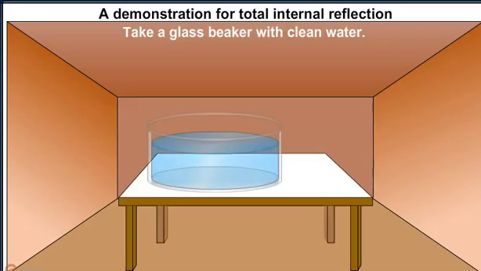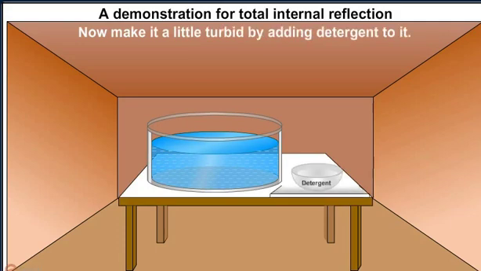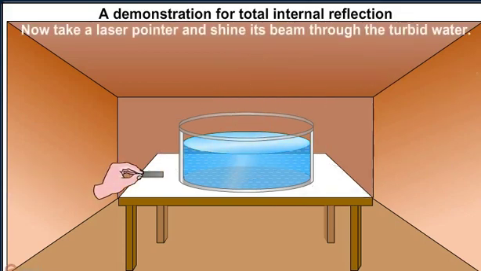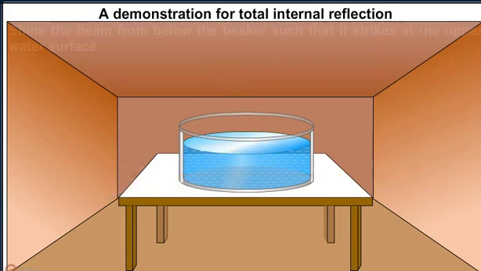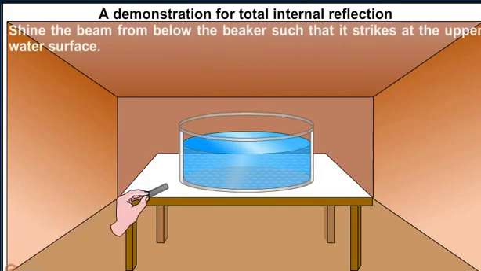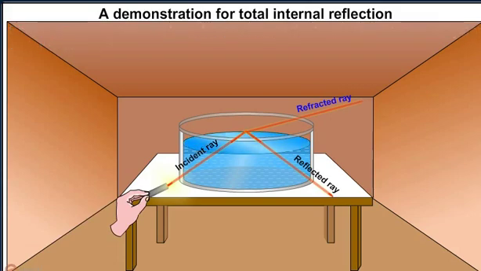Let us take a demonstration for total internal reflection. Take a glass beaker with clean water. Now make it a little turbid by adding detergent to it. Now take a laser pointer and shine its beam through the turbid water. Now we can see its path inside the water. Shine the beam from below the beaker such that it strikes the upper water surface. We will find that the beam undergoes partial reflection and partial refraction.